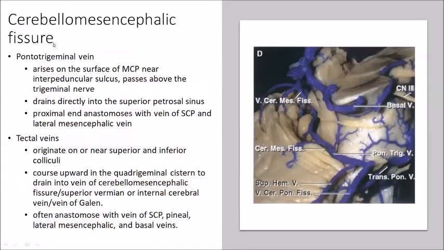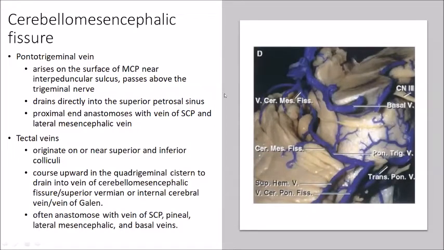This group also contains the pontotrigeminal vein and tectal veins. The pontotrigeminal vein arises on the surface of the middle cerebral peduncle near the interpeduncular sulcus. We can see that here. It passes above the trigeminal nerve and drains directly into the superior petrosal sinus. The proximal end of the pontotrigeminal vein anastomoses with the vein of the superior cerebellar peduncle and the lateral mesencephalic vein.